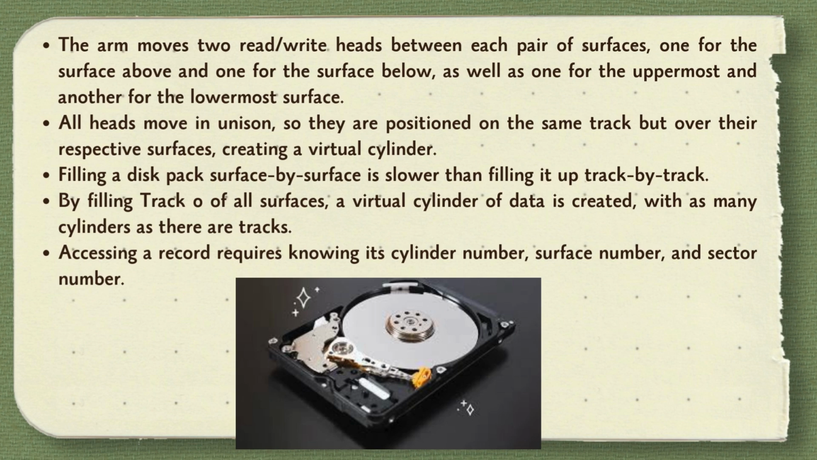By filling track 0 on all surfaces, a virtual cylinder of data is created, with many cylinders on their tracks. Accessing a record requires the cylinder number, surface number, and sector number.